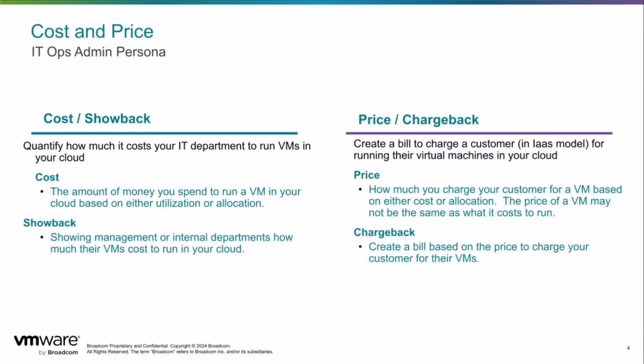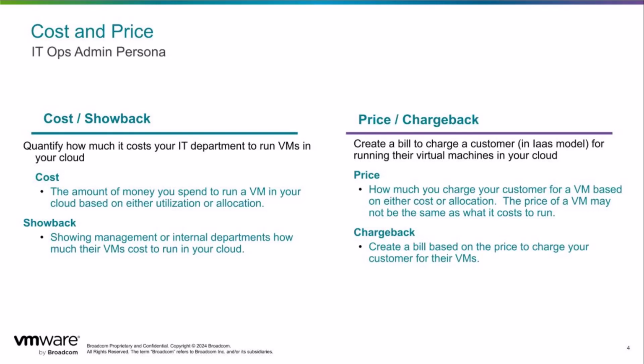Now, Aria Operations supports both cost and price for VMs. Just to understand the difference between cost and price or showback and chargeback, cost is how much you spend on the infrastructure to run a VM, and showback is a report based on the cost that you use to show management or internal departments how much their VMs cost to run.